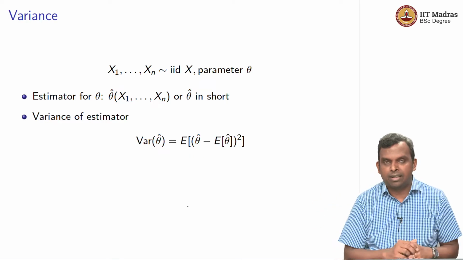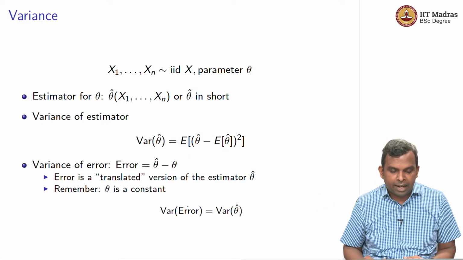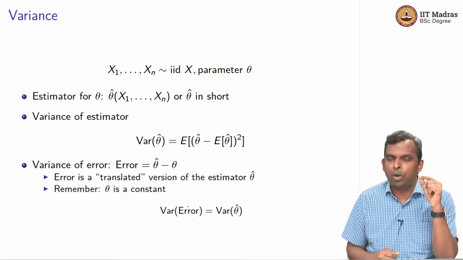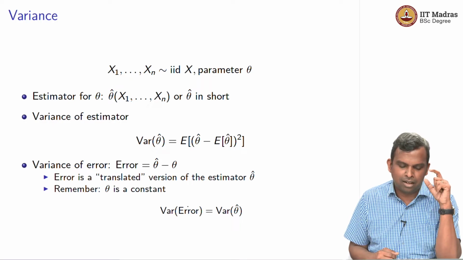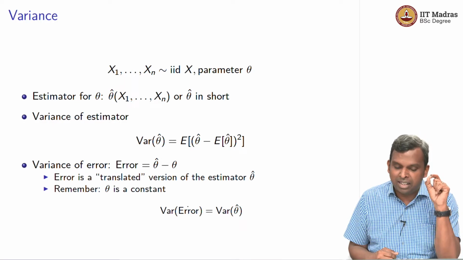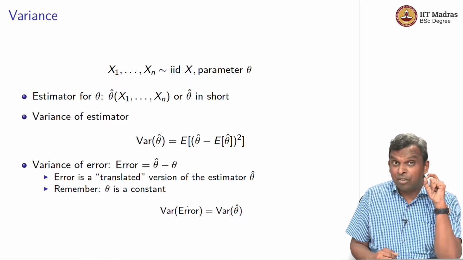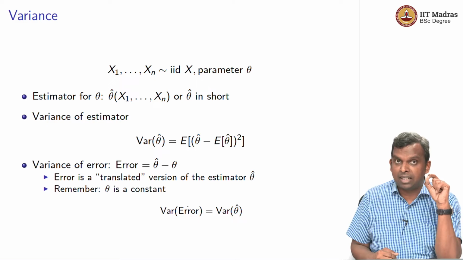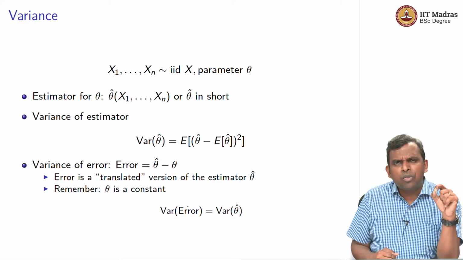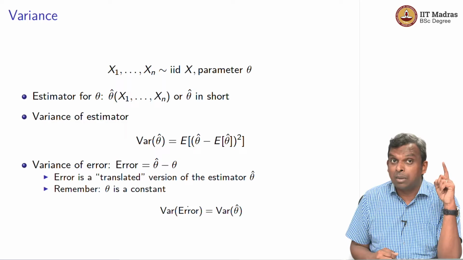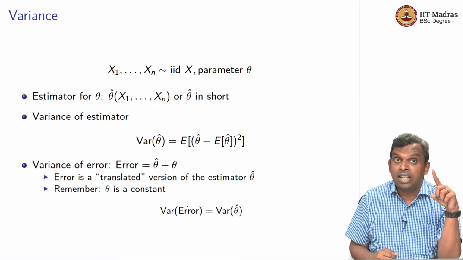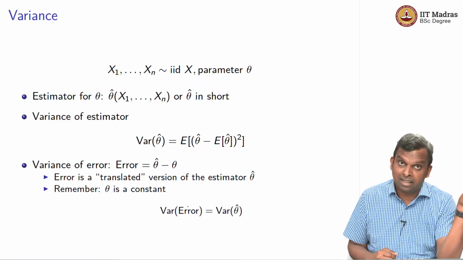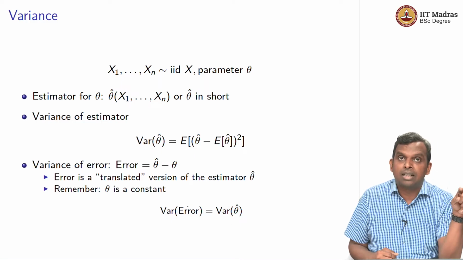Variance is a very important parameter, and there is a small difference here. I want you to look at the subtle difference. It's very simple, but still pay attention to this detail. We are defining variance of the estimator, so expected value of theta hat minus expected value of theta hat, whole squared. What about variance of the error? If you look at Chebyshev and all that, variance of the error is important. We looked at the first moment of the error, that is where bias came from. We looked at the second moment of the error, that's the risk.